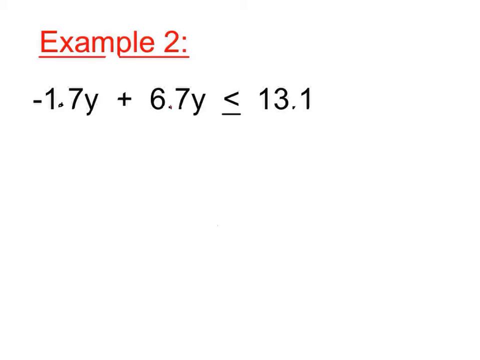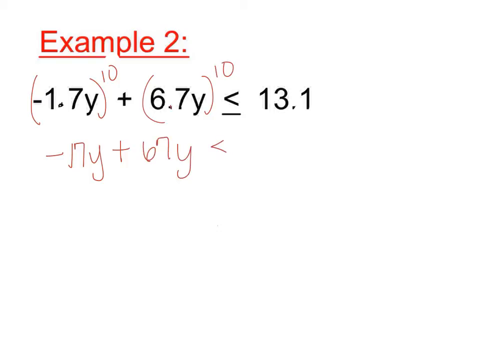Example 2, we have negative 1.7y plus 6.7y is less than or equal to 13.1. Notice that each of our decimal numbers have just a single digit after the decimal point, so we can multiply by 10 for each term to eliminate the decimal. 10 times negative 1.7y is negative 17y. 6.7y times 10 is 67y. And we have our less than or equal to sign. 13.1 times 10 is 131.